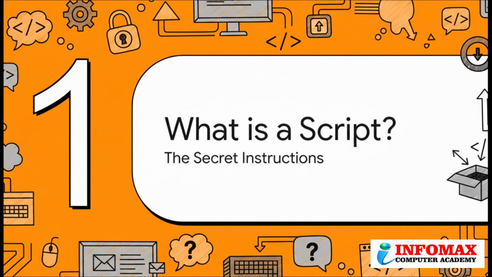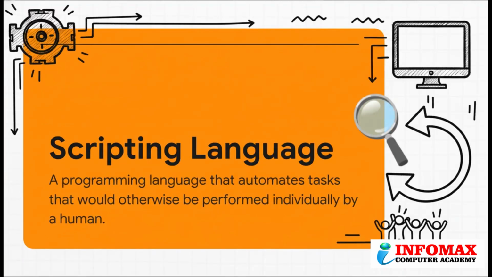Okay, so first things first, what even are these secret instructions we're talking about? Well, they're called scripts. The key word, the absolute most important word in that definition, is automation. A script is just a list of instructions that tells a computer to do something automatically, so a person doesn't have to sit there and do it step by step.